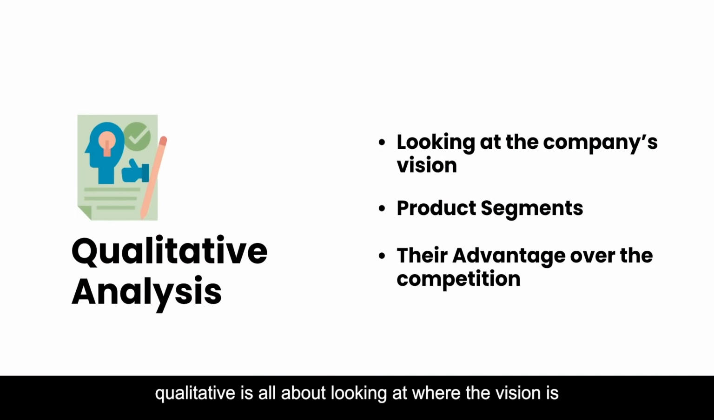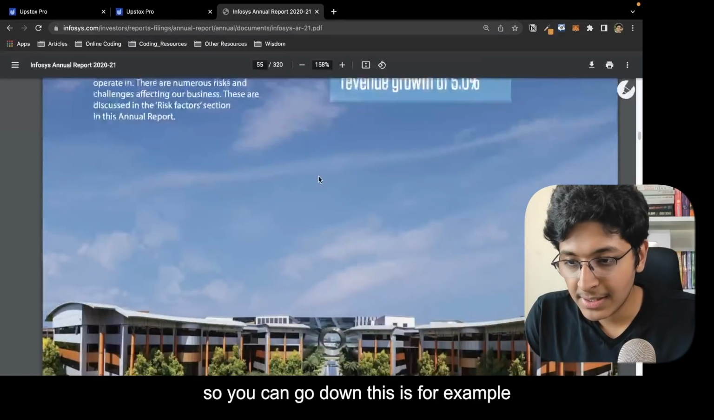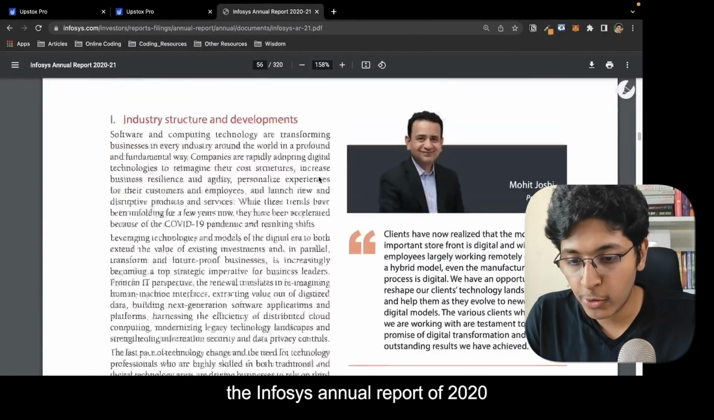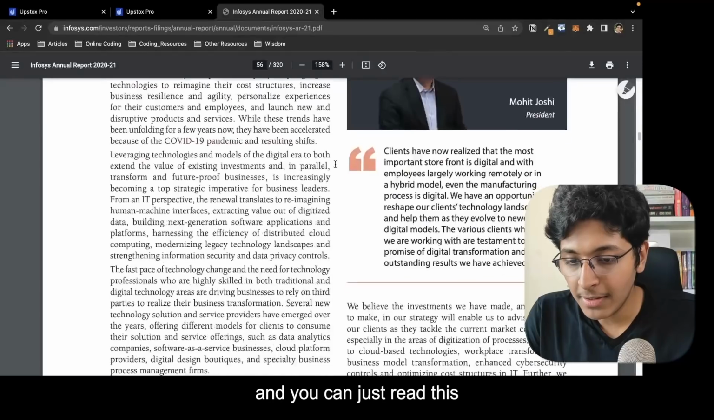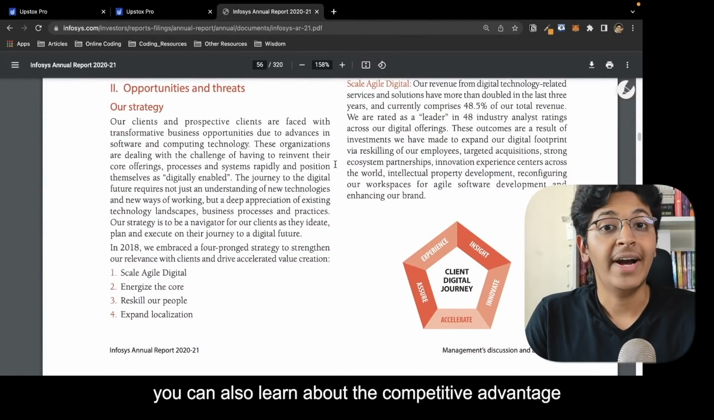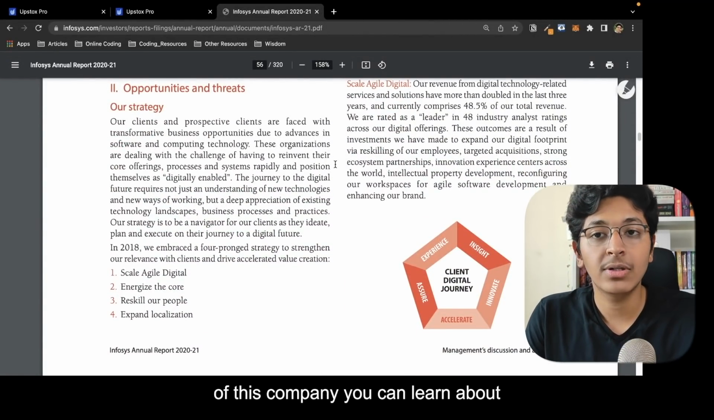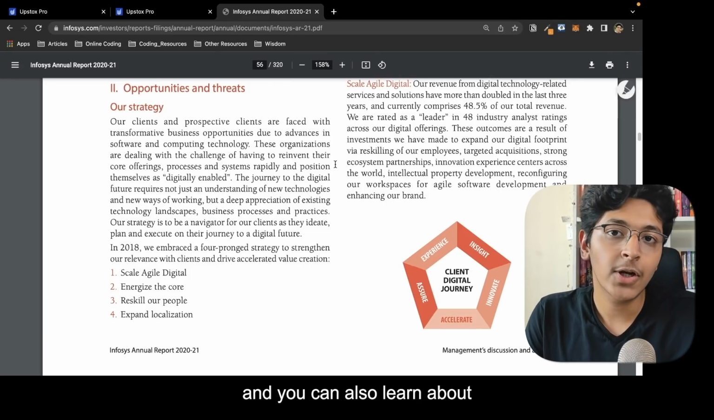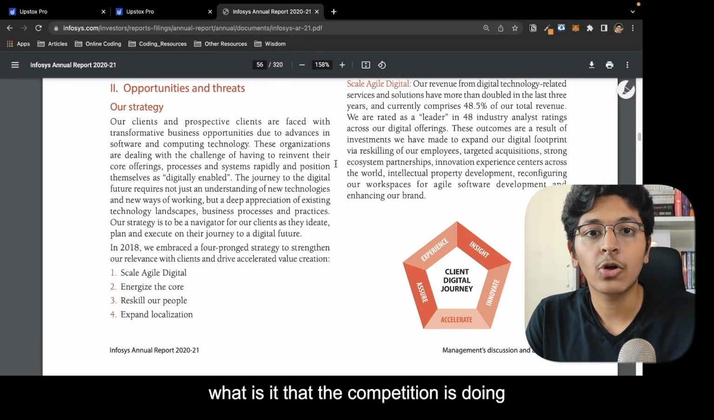Qualitative is all about looking at where the vision is for the company, what product segments they have, what their advantage is in this particular sector, and what the competition is doing. That is basically what you should keep in mind. So you can go down, this is for example the Infosys annual report of 2020, and you can just read this and understand what they are trying to do. You can also learn about the competitive advantage of this company, you can learn about this whole sector in general, and you can also learn about what the competition is doing.